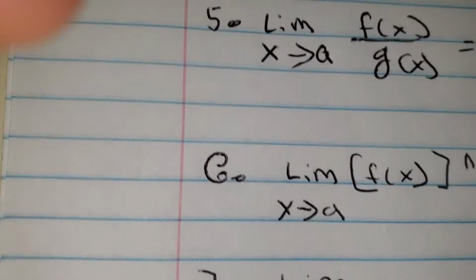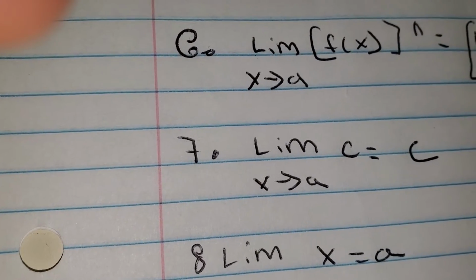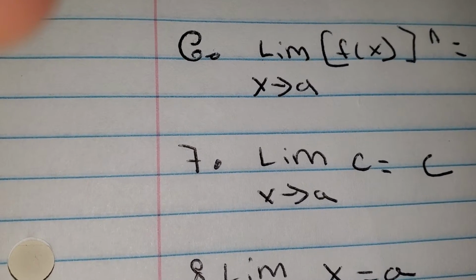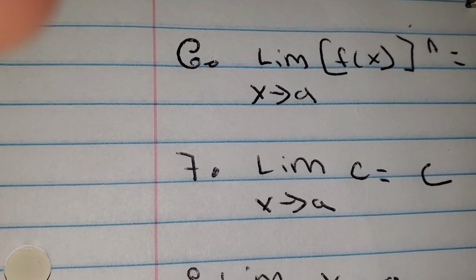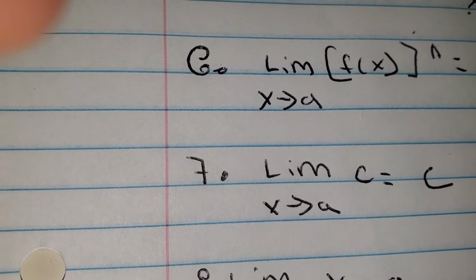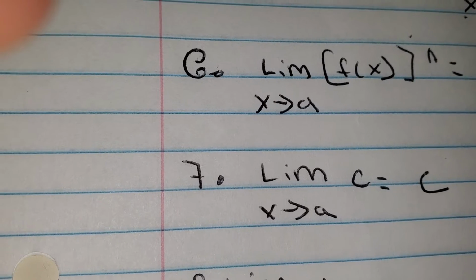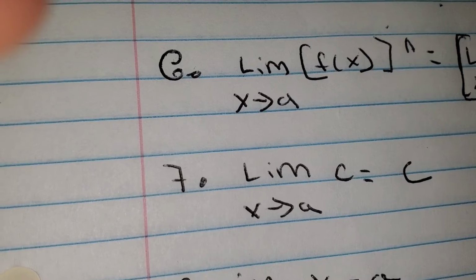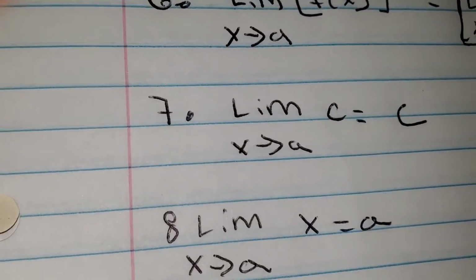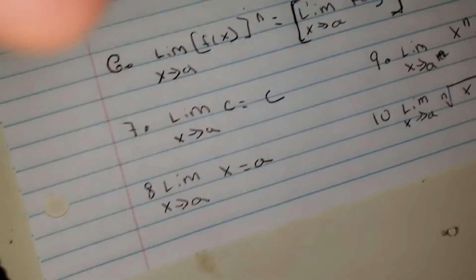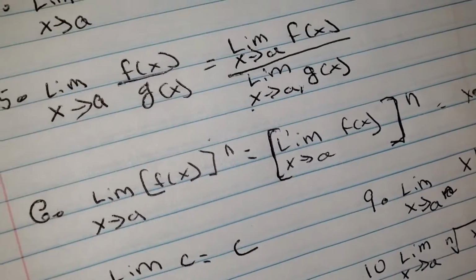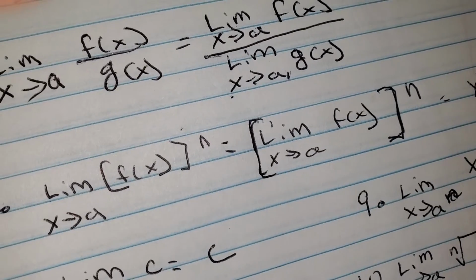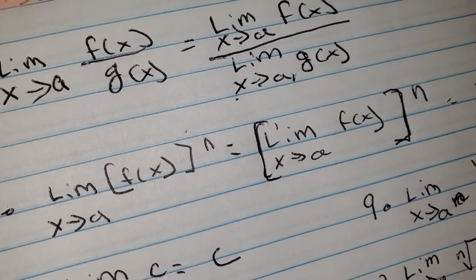Same thing with powers. If we are evaluating the limit of a function raised to a power, the limit as x approaches a of f of x to the n, instead we could take the value of the limit of the function and raise it to that power. So like if we had, once again using x squared, we could take the limit as x approaches a of x and then raise it to power 2.